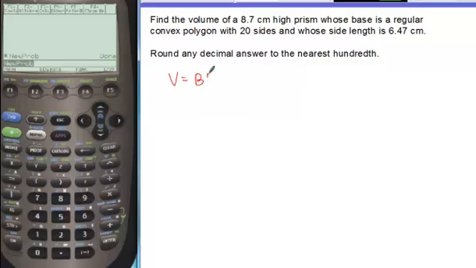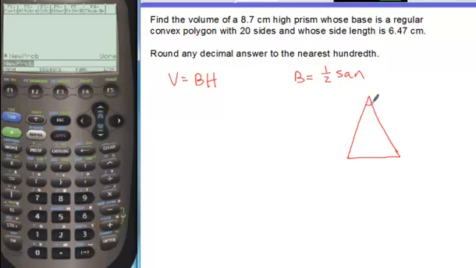The volume formula is capital B times capital H, where B is the area formula for the base. We have a regular polygon with 20 sides for our base. So if we look just at our base, we're going to use the formula 1/2 SAN. And let's look at the reference triangle for this regular 20-sided polygon.